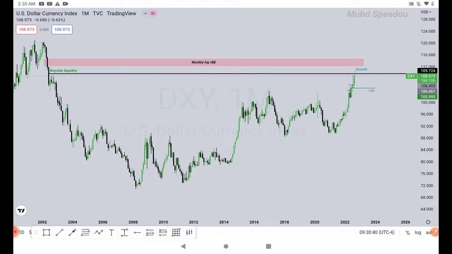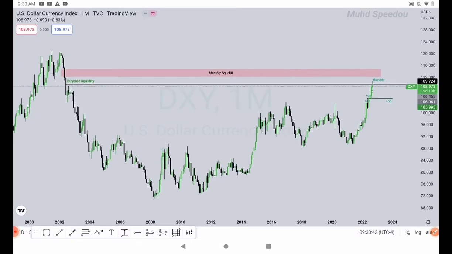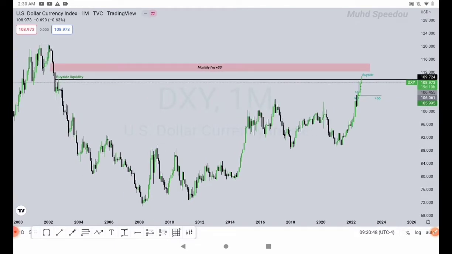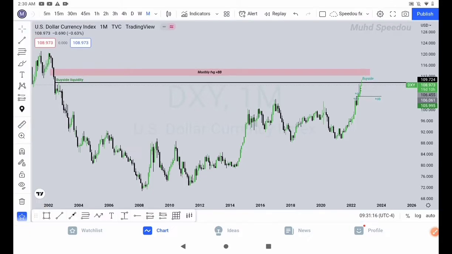On the monthly time frame, we can see the dollar index has come all the way and took out this buy side liquidity, which came around 109.724, and just above that we also have a fair value gap on the monthly chart around 112.475. So before that we already saw how price took this buy side liquidity. So let's drop down to the weekly time frame.